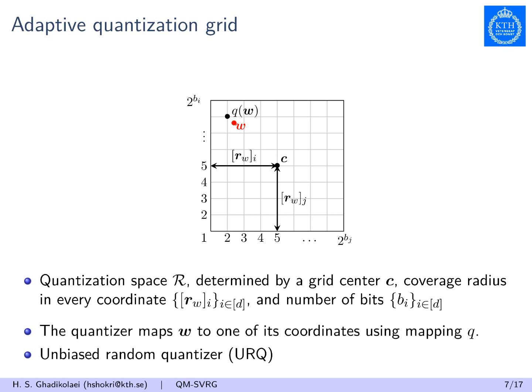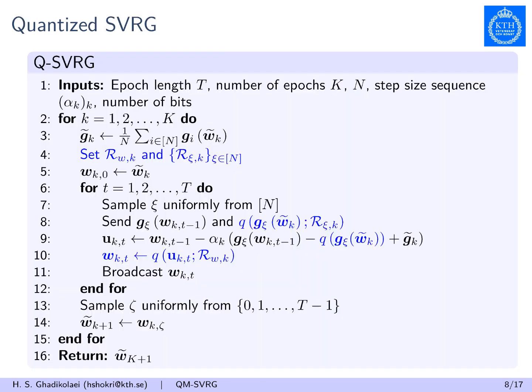In general, this quantization grid is defined based on a center C, a radius R_W,i with respect to coordinate i, and a quantization operator Q. As we said already, the quantizer would map W, which is the parameters or the gradients or whatever you want to quantize, to one of the coordinates using this mapping. The actual quantizer that we're going to use is unbiased random quantizer, which projects this W to Q of W, one of those four lattice points close to W, to ensure that the expectation of Q of W is identical to W.